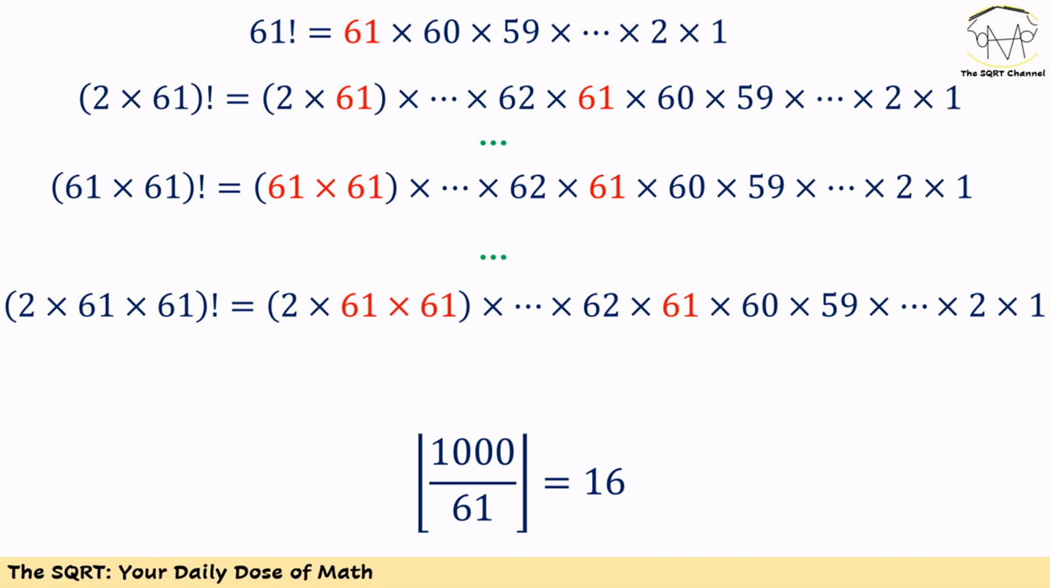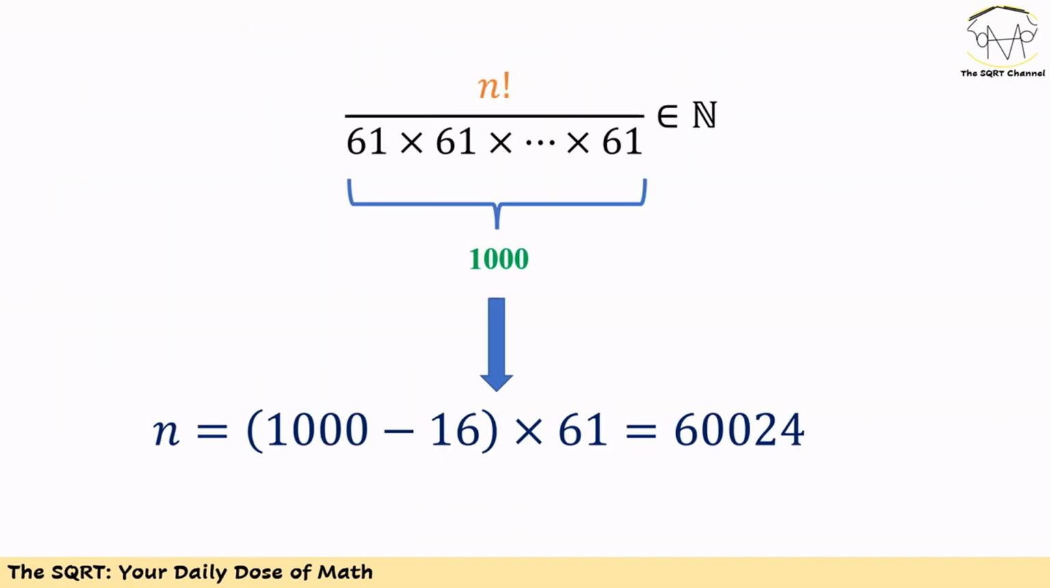To find 16, we just need to calculate floor of 1000 over 61. 1000 was the power that we wanted to calculate, and 61 was the value that we wanted to have for the factor. So based on what we saw, we can say n factorial is going to have 1061 in it. To find the value that is going to have 1061 in it for n factorial, we just need to calculate 1000 minus 16 times 61.